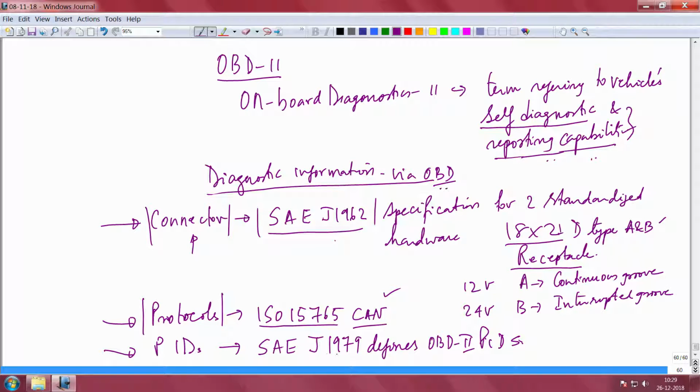Now, the parameter IDs themselves have a specification, and that is the SAE J1979, and these define the OBD2 PIDs. My suggestion is, if you want to know more about PIDs, it is best to look up Wikipedia, and you will find a wealth of information on OBD2.